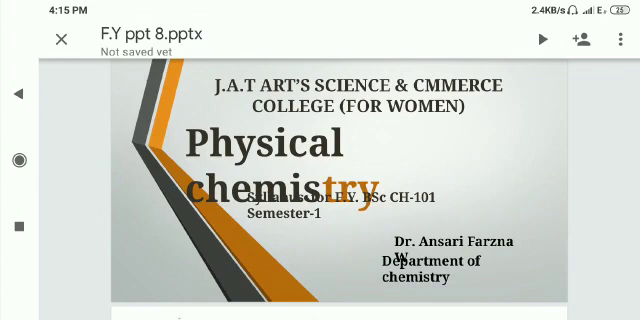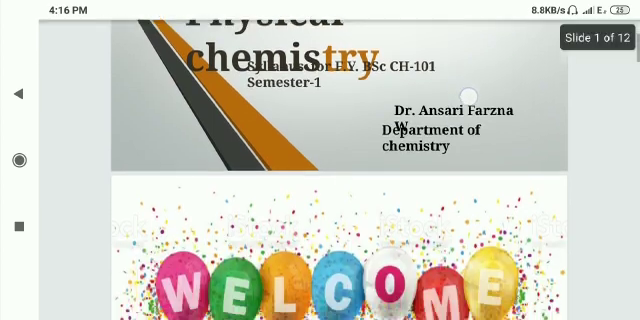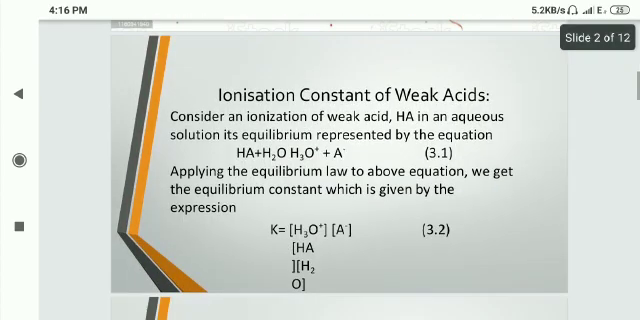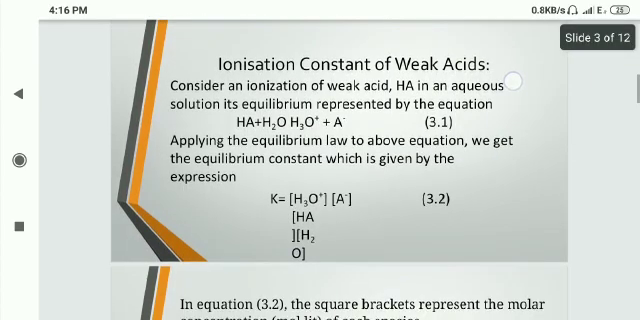As we have discussed in the previous section about ionic equilibrium, strong electrolyte, weak electrolyte, moderate electrolyte, and the different factors which affect the degree of dissociation, such as nature of the electrolyte, nature of the solvent, concentration of the electrolyte, temperature, and the presence of common ion. We will discuss here the same chapter, ionic equilibria. Our point of discussion in today's lecture is ionization constant of weak acid.